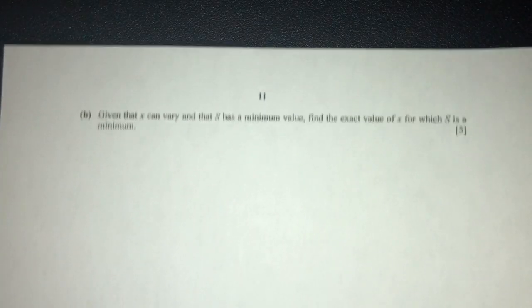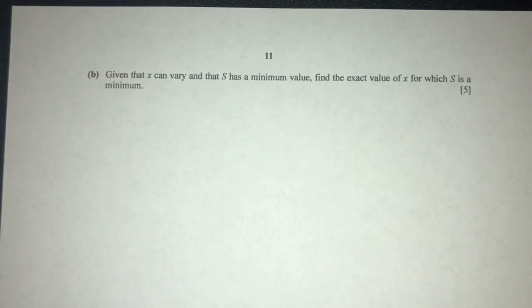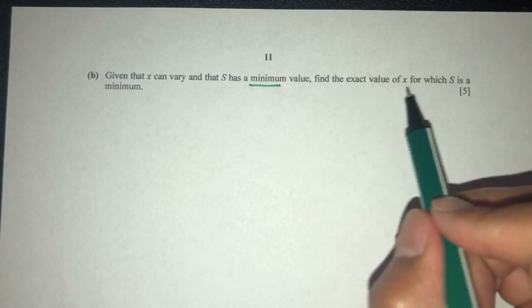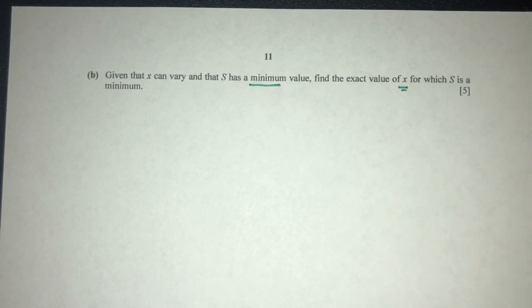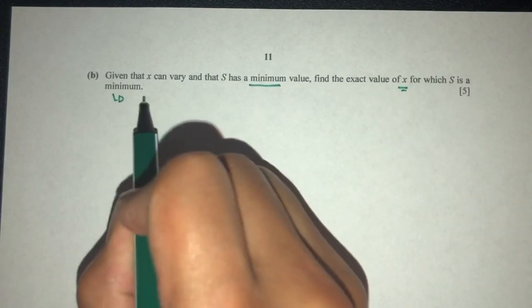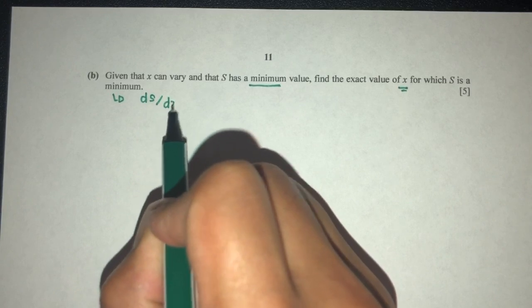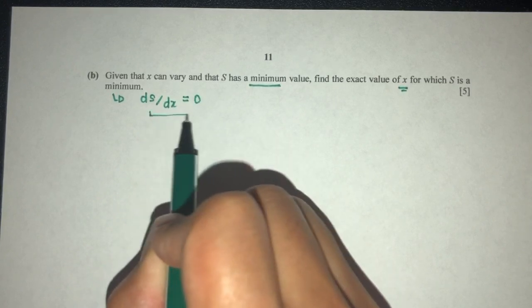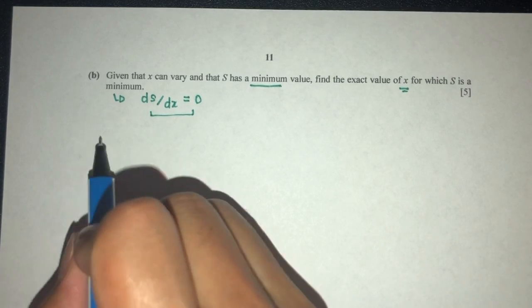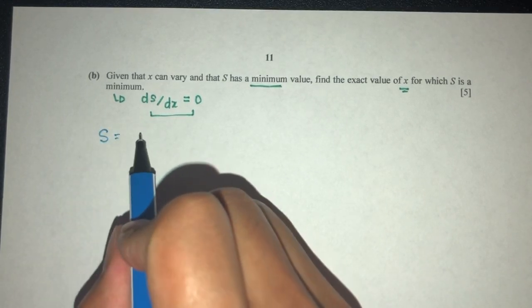Let's move on. Now given that x can vary and S has a minimum value, find the exact value of x for which S has a minimum. As we know, S will have a minimum when dS by dx equals this value. This is when it happens, right? It will be a minimum value. So let's find out. We have seen S has been found to be this value here.